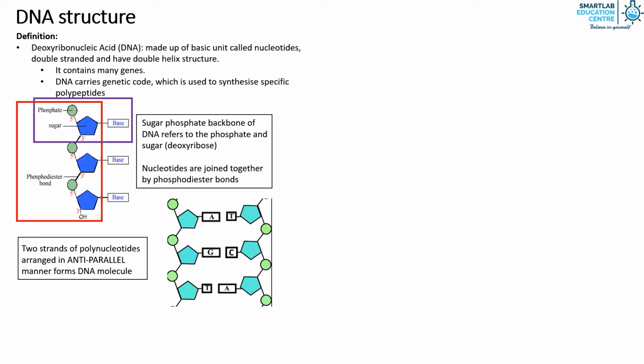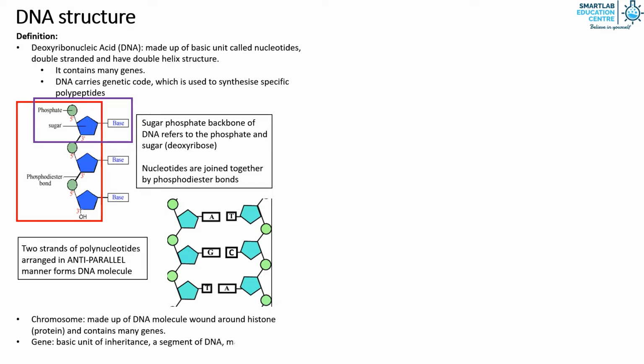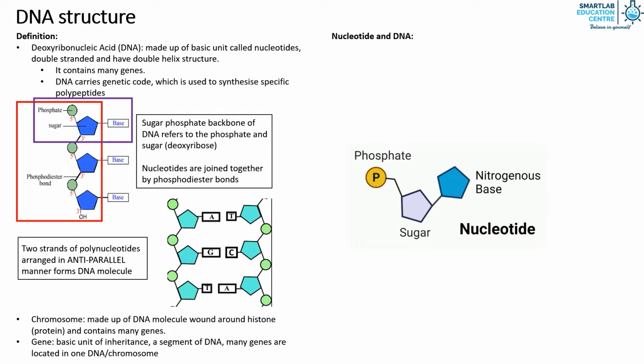In addition to the definition of DNA, we also have to know what is a chromosome and what is a gene. A chromosome is made up of DNA molecules wound around histone proteins and contains many genes. A gene is a basic unit of inheritance, a segment of DNA, and many genes are located in one DNA or chromosome. Now, let's zoom into the nucleotide itself.